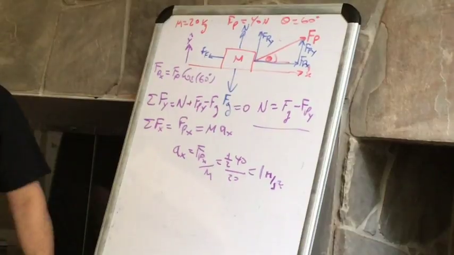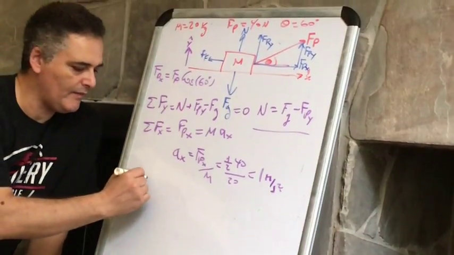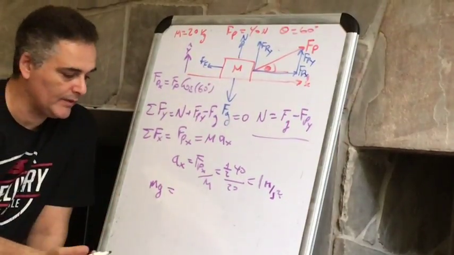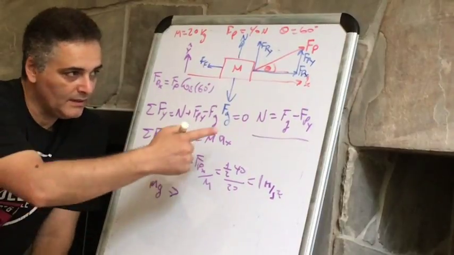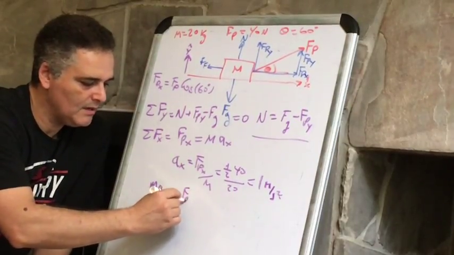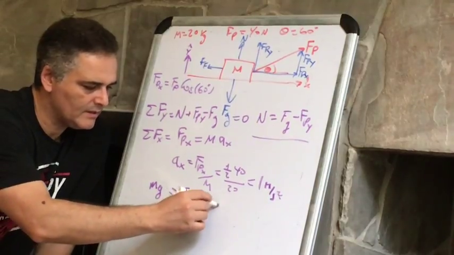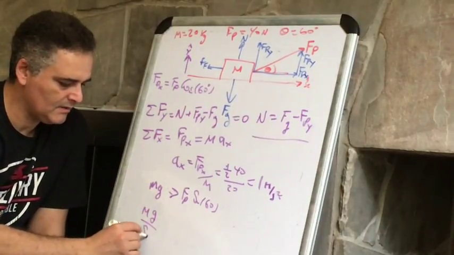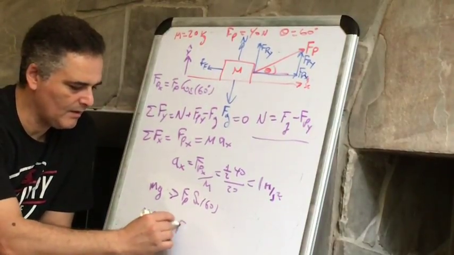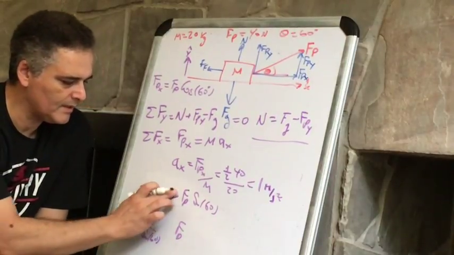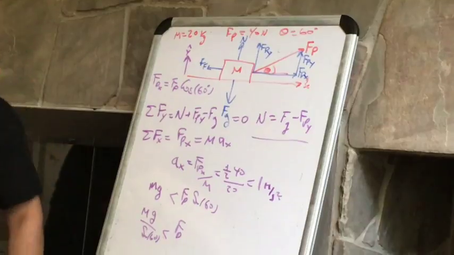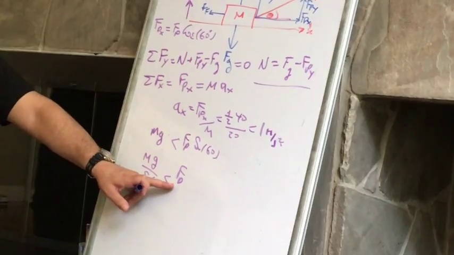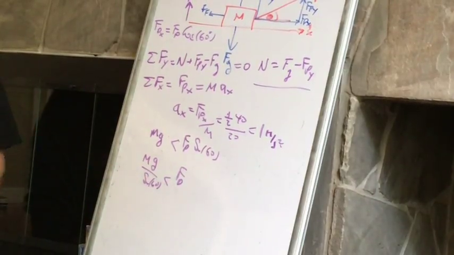So in that context, you'd have mg, which is gravity, has to be equal to or greater than F_P y. F_P y is F_P times the sine of 60 degrees. So we say mg divided by the sine of 60 degrees equals F_P. So at 40 newtons, we know it's nowhere near, but maybe 400 newtons.